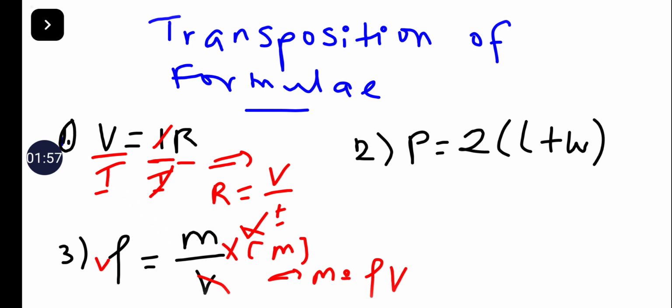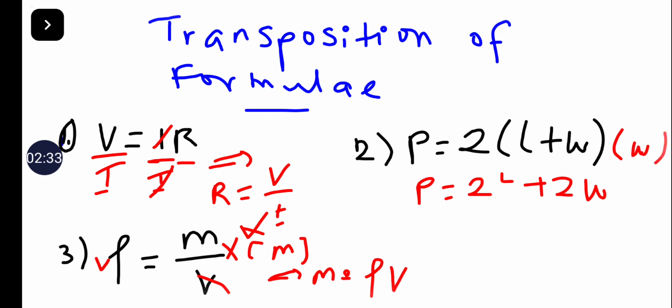Okay. Now we have this one. P is equal to 2 bracket L plus W. Here, when you have a situation with a bracket involved, the very first thing to do is to remove that bracket. If you are removing the bracket here, 2 times L, 2L, 2 times W, 2W. Now we have to make W the subject.